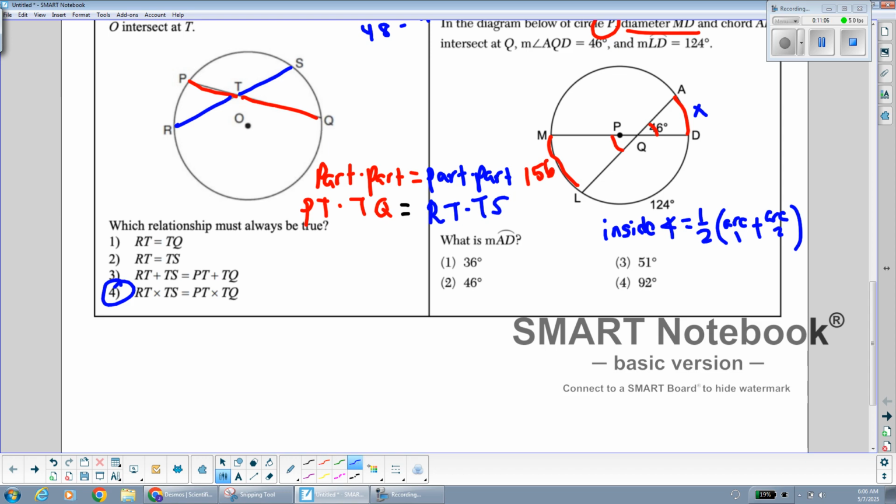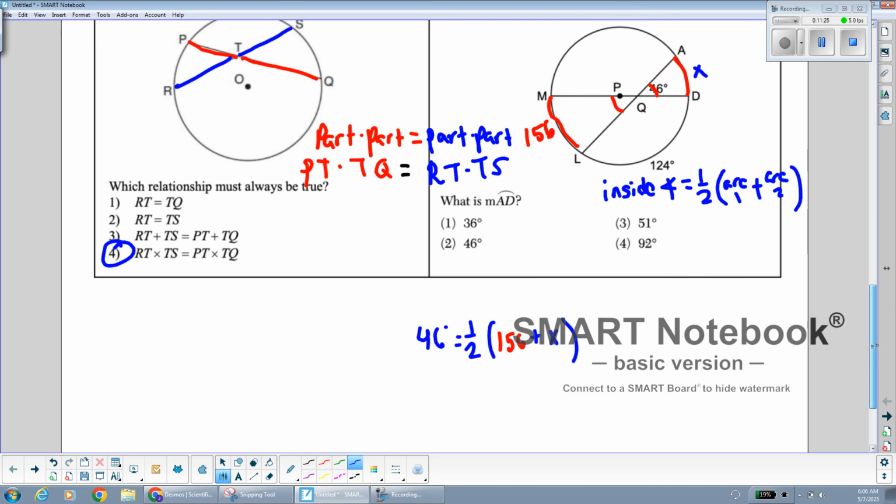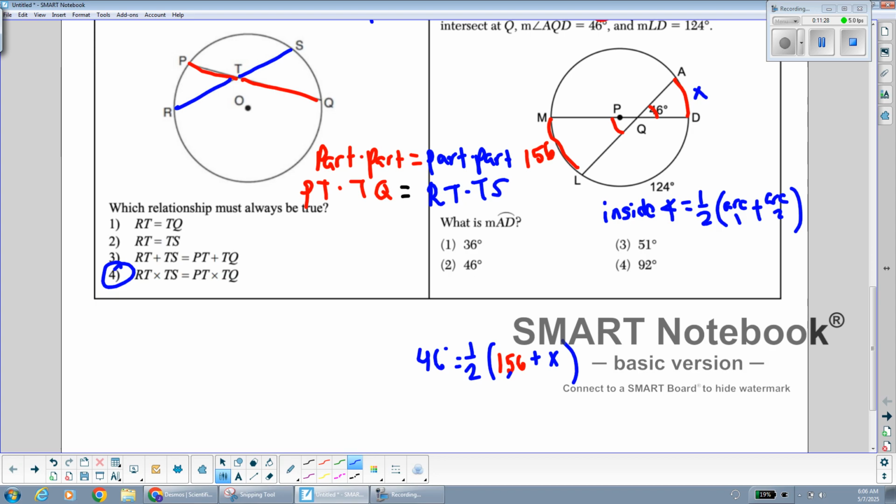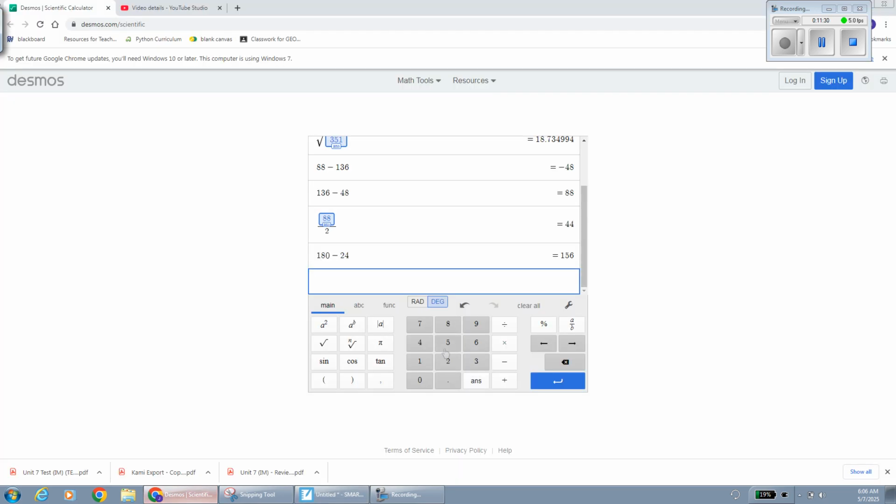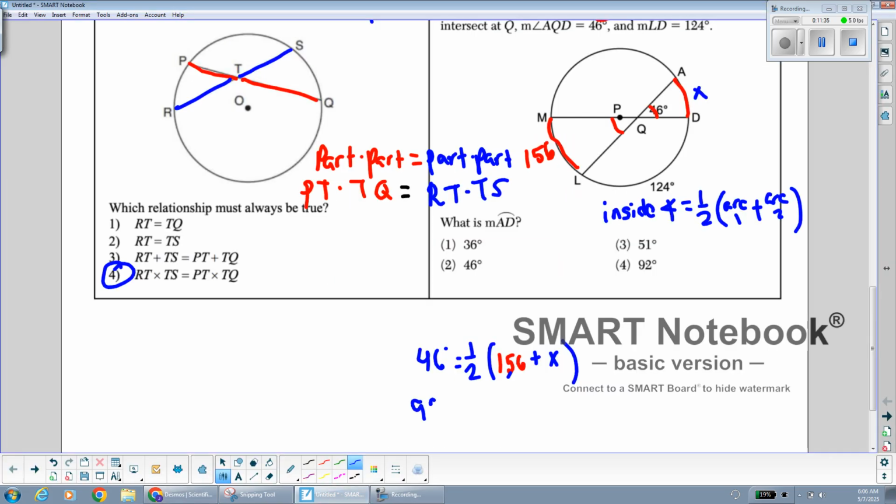And now I can plug into my theorem. The inside angle, which we know is 46 degrees, is equal to half the sum of the intercepted arcs. So one of them is 156 degrees, and the other one we don't know, it's x. If I multiply by 2 on both sides to get rid of the 1/2, and feel free to use a calculator, 46 times 2 is 92. When in doubt, use one so you don't make a mistake. Equals 156 plus x.